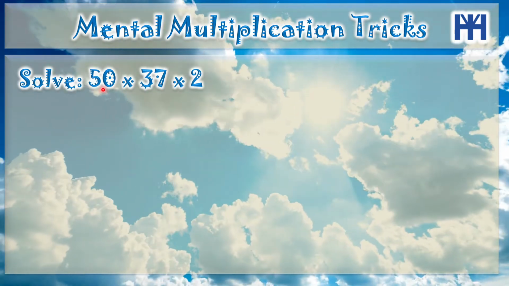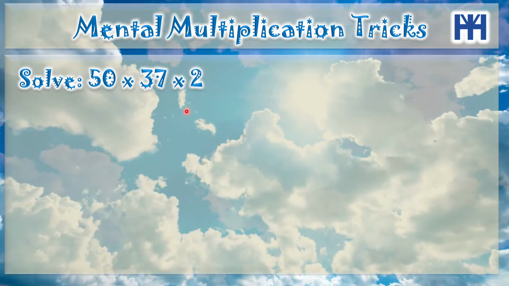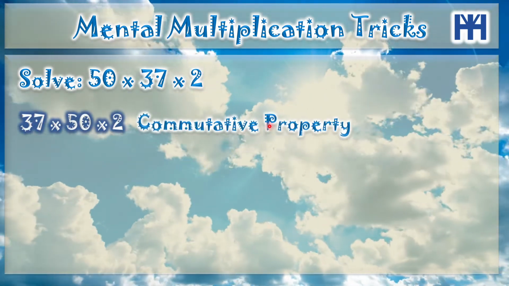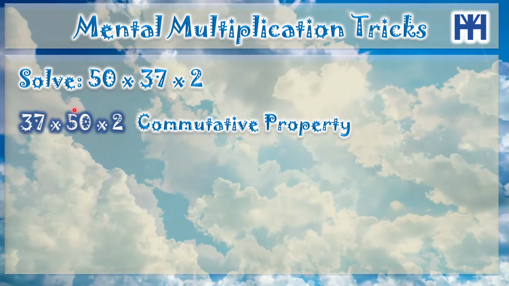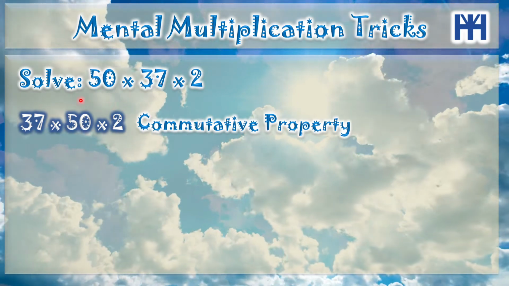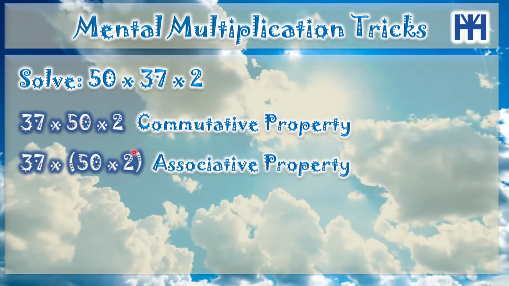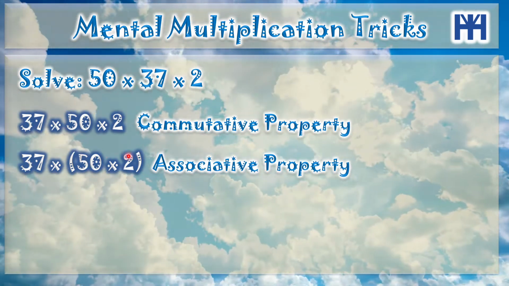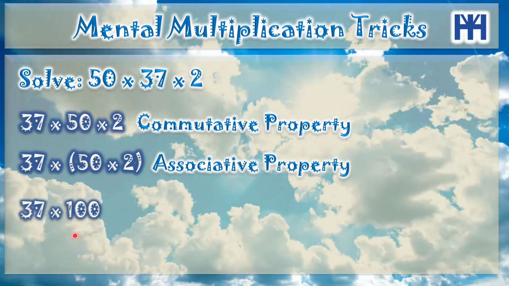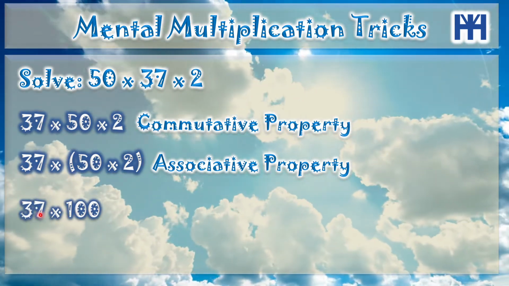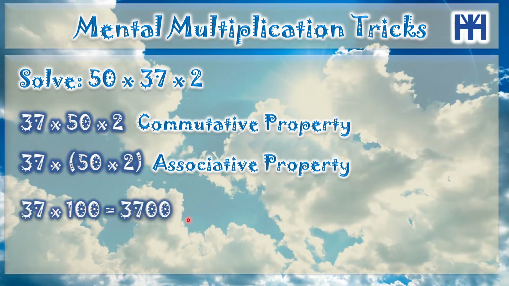Okay, solve 50 times 37 times 2. First I will use the commutative property to move the 50 beside the 2, because I know from the magic fountain 5 and 2 will always give us 10. Then I will use the associative property to start with 50 multiplied by 2. 50 multiplied by 2 is 100. Then 37 times 100, we will have 2 zeros after the 37. So that's it.